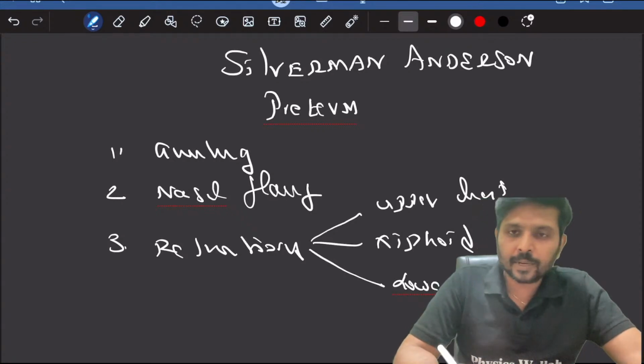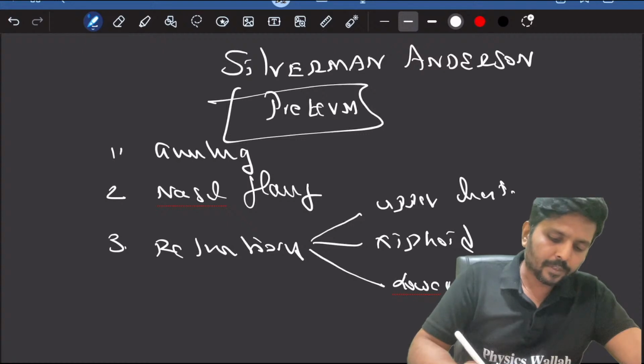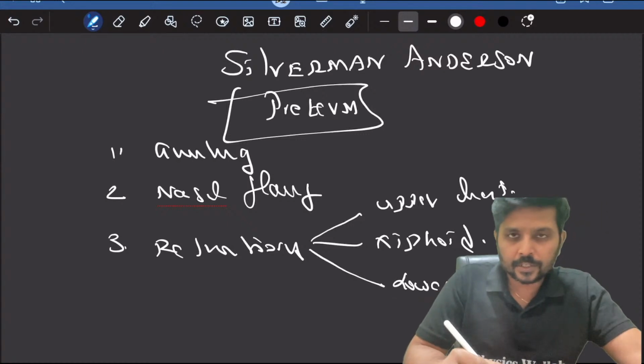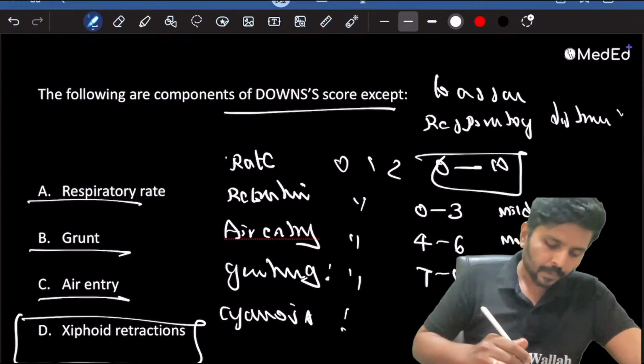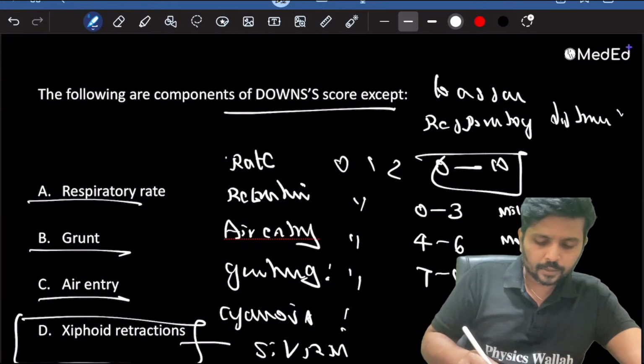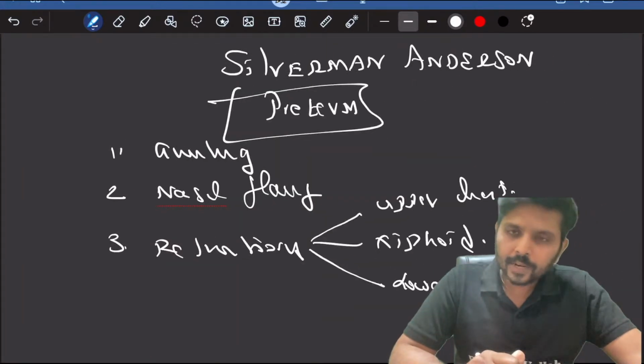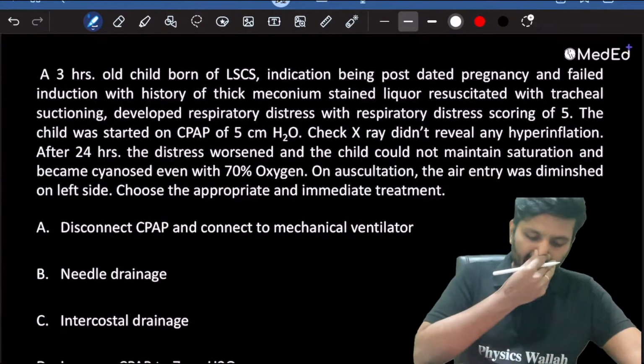This is Silverman-Anderson score. It is exclusive for preterm. So this upper chest xiphoid, lower chest retraction is mainly meant with Silverman score and not Downey's score. Okay, very important again. Next question.